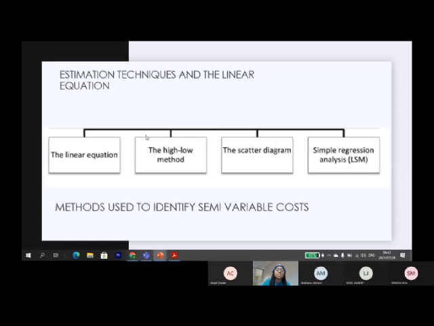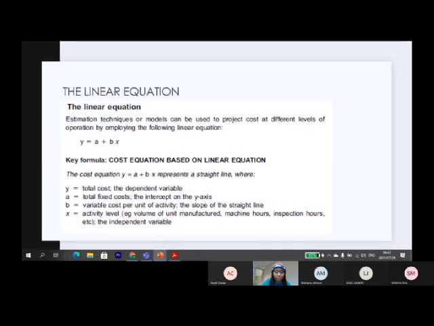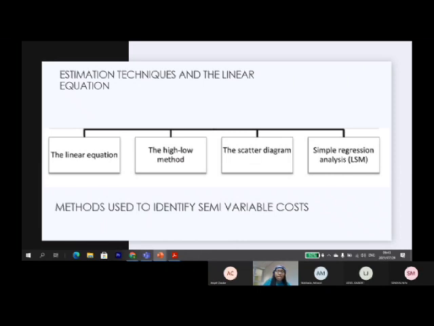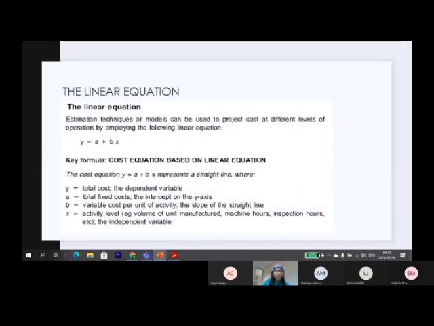So estimation techniques and the linear equation are some of the tools that you need to have in your toolbox, to say that, okay, now I'm not too sure how this cost behaves, then you can fall back to this one. But it has to have the characteristics of what a semi-variable is. I decided to look at two of them, the linear equation and the high-low, because they work well together. And I just want us to look at that.